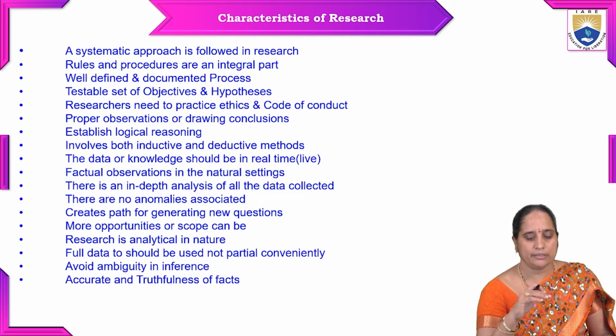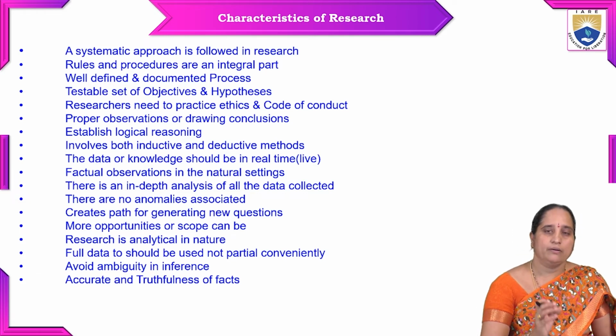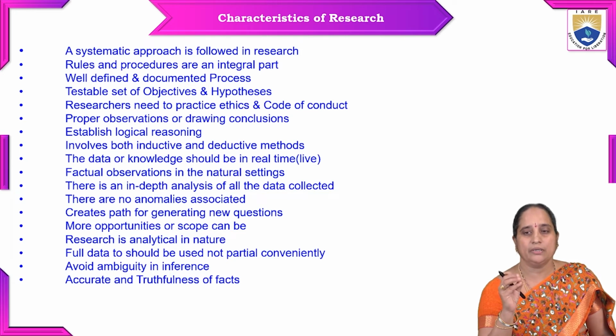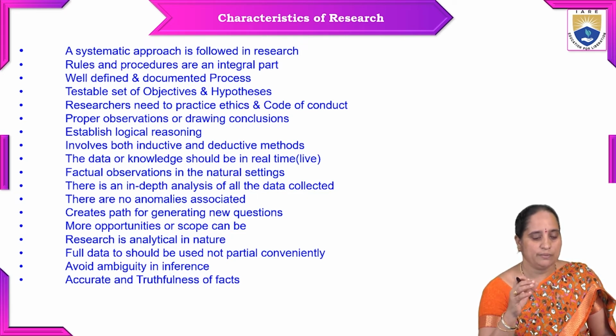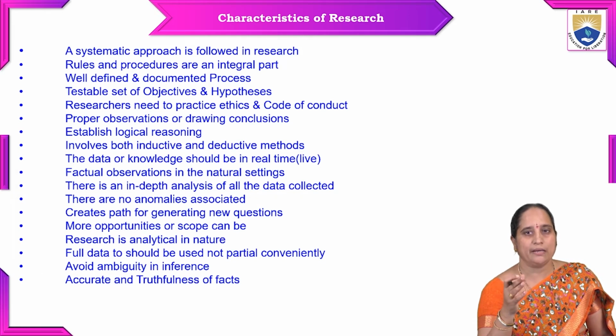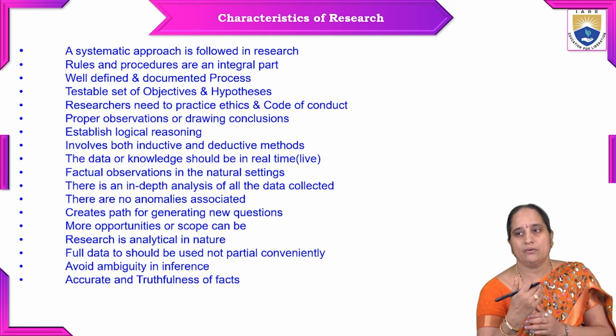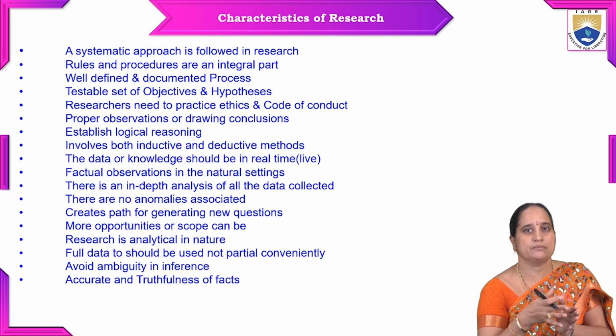The data, whatever we have collected, should be in real time. So we should not rely on past data. So what is happening in the present matters, and in some cases we need to rely on historical data, but in some cases we need to have updated information. Basing on that, we can plan for the future. Then we need to consider the factual observations, that too in a natural environment. And sometimes we need to conduct in-depth analysis, and there should not be any type of anomalies associated, and more opportunities or scope will be there. If you are going to do some research, further scope will be there. Other people also can continue where you have stopped your research, right?